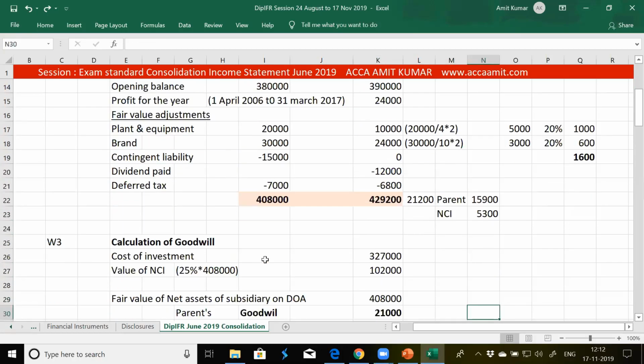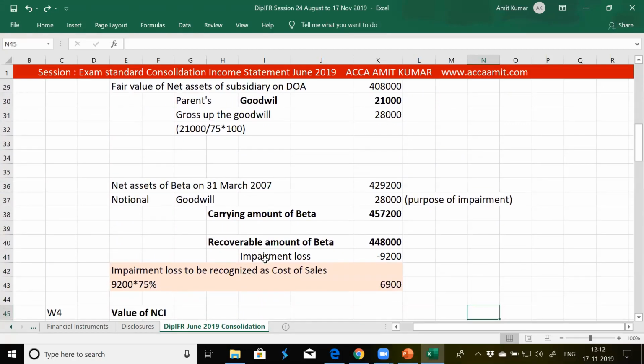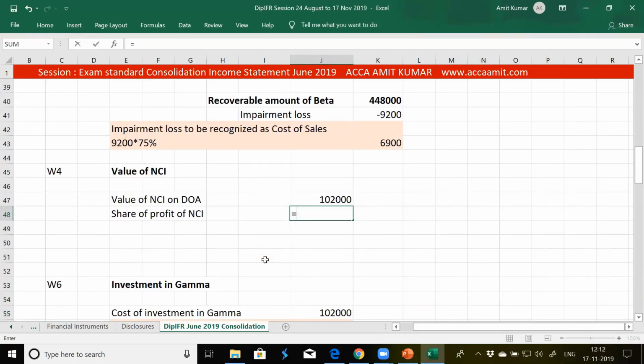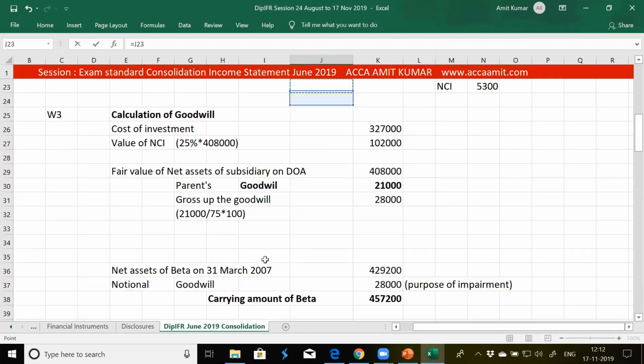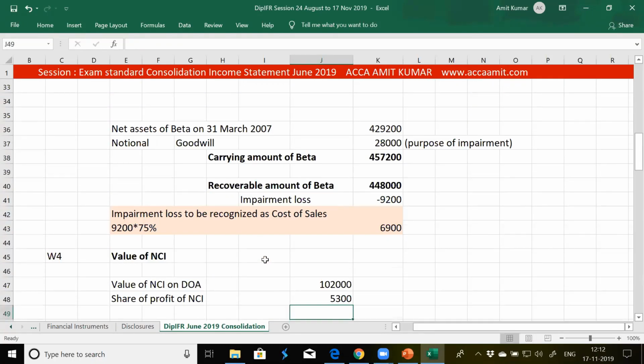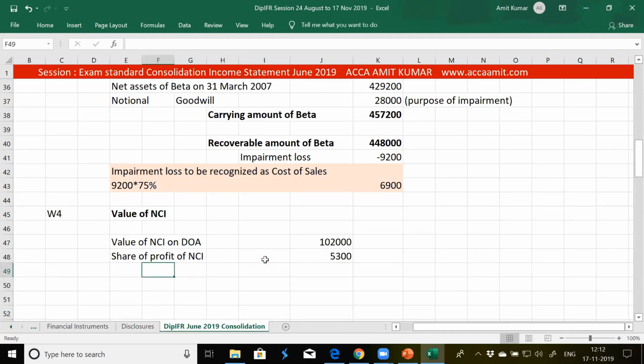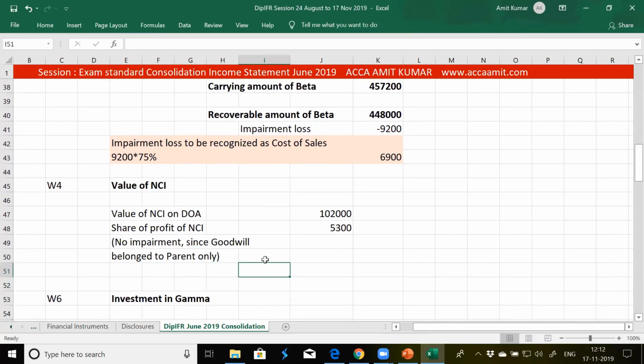This is the amount to be shown as part of the balance sheet in working note number 4, value of NCI. Share of profit of NCI will be equivalent to 5,300. There will be no impairment, since the goodwill belongs to the parent only. So the balance of NCI to be shown as part of the balance sheet will be, though this information is not required, I am purposely doing it so that this becomes useful when you're preparing a balance sheet.